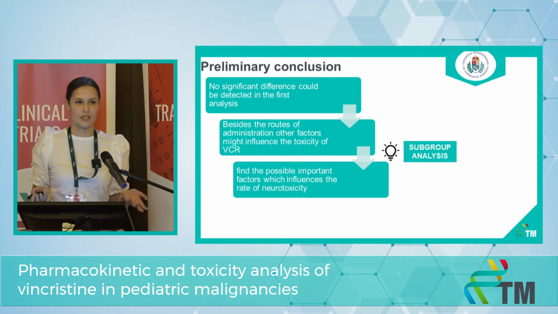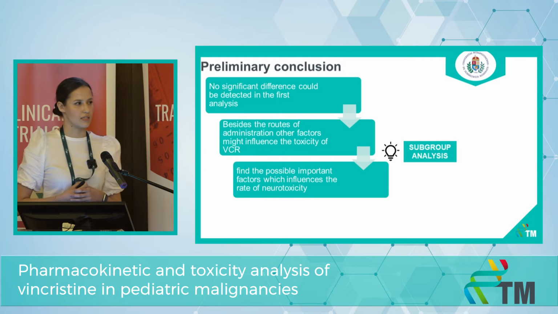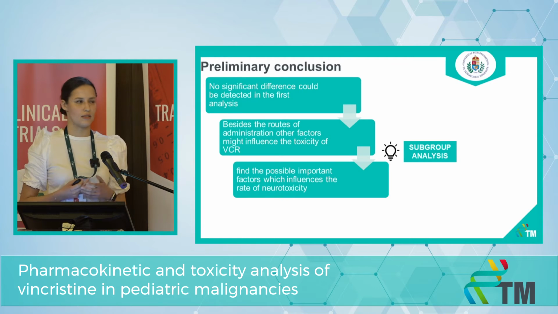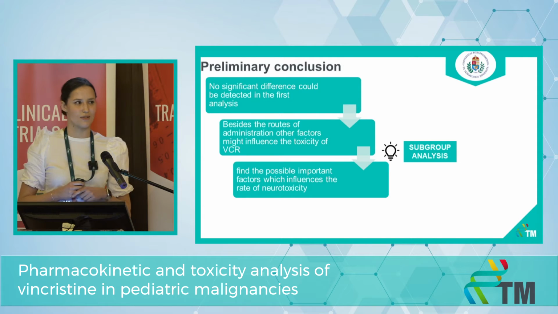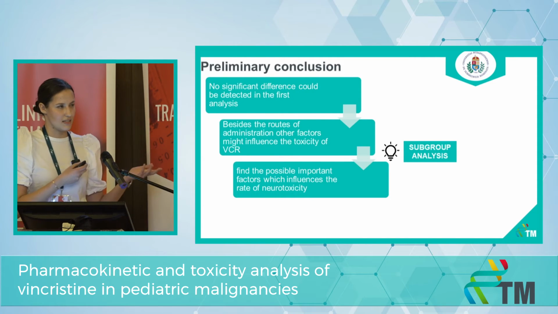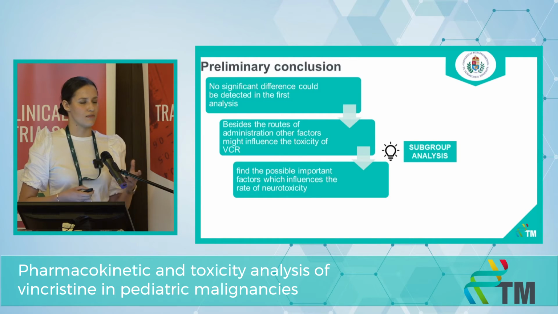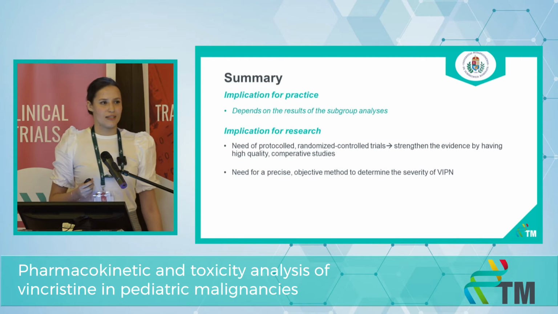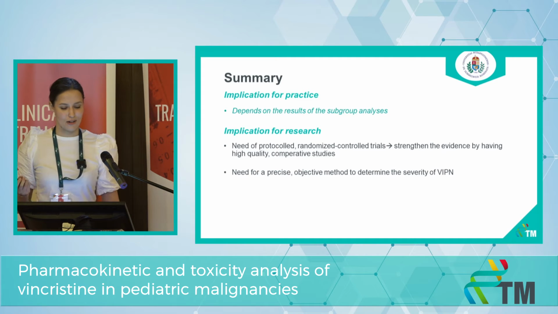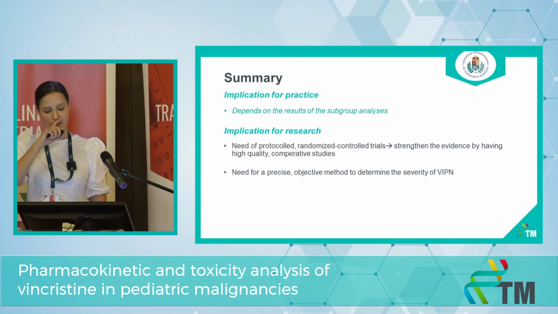Besides the route of administration, there could be other factors which influence the rate of neurotoxicity. So we decided to perform a really detailed subgroup analysis to find these possible important factors which influence the rate of neurotoxicity. As you could see on my plots, the data was really heterogeneous. So the subgroup analysis will hopefully give the answers for the heterogeneity as well. In this phase, composing the implication for practice is hard, so it will depend on the results of the subgroup analysis.